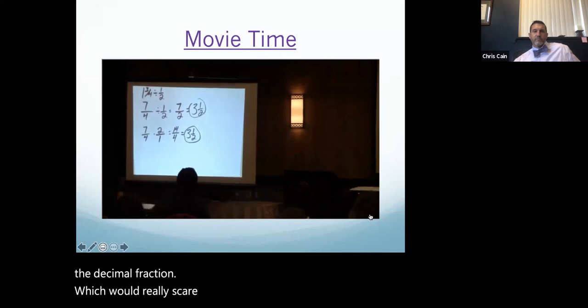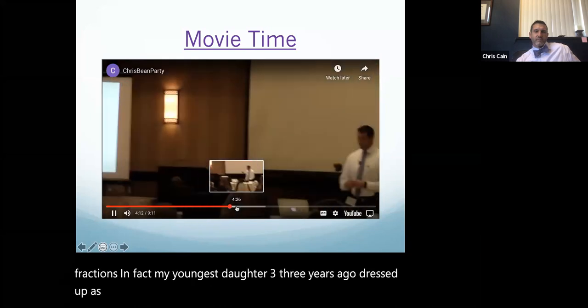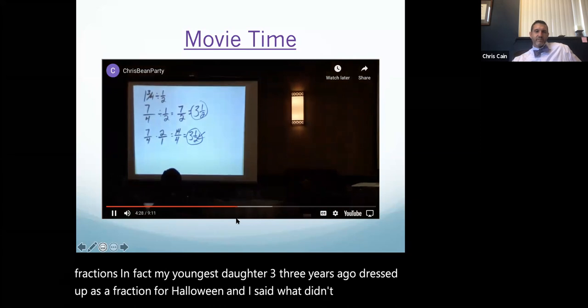And children are scared of fractions. In fact, my youngest daughter, three years ago, dressed up as a fraction for Halloween. And I said, why? We don't have our units.